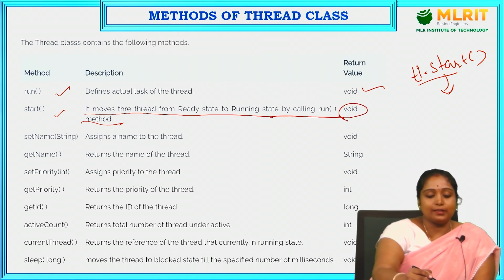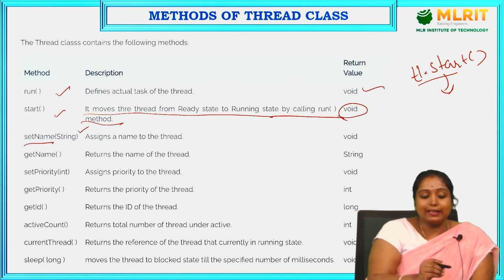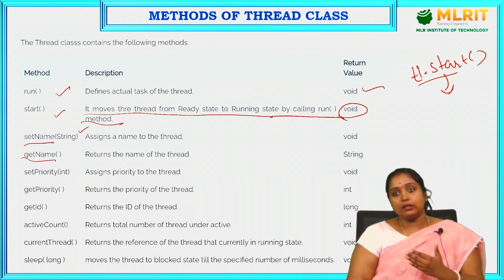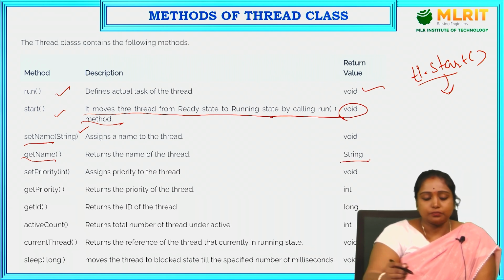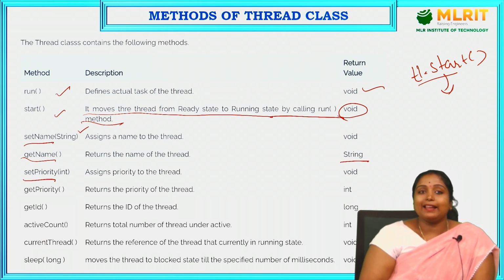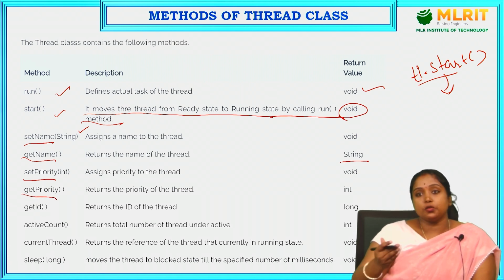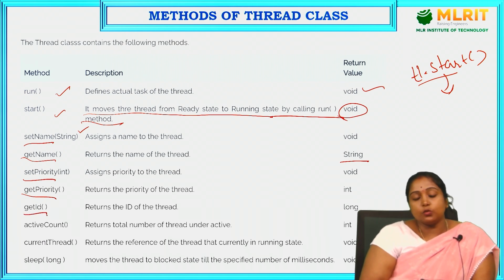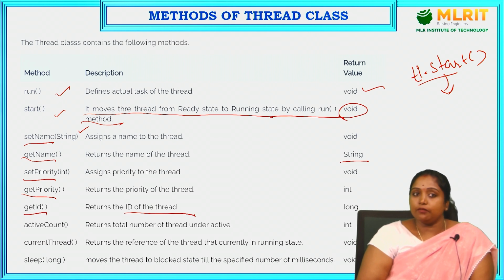The next one is setName(String). You can set a name to the thread using the setName method. And getName is a method used to retrieve the thread name, and it returns a String. Next, setPriority assigns a priority to the thread, and getPriority returns the priority of the thread. And getId returns the ID of a thread. Like a process ID, in the same way a thread has a thread ID.